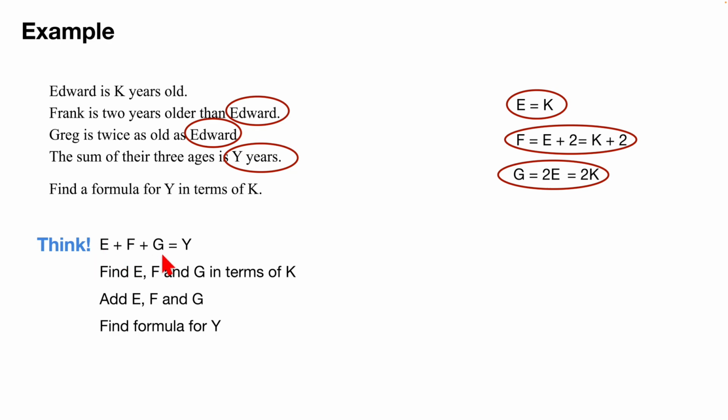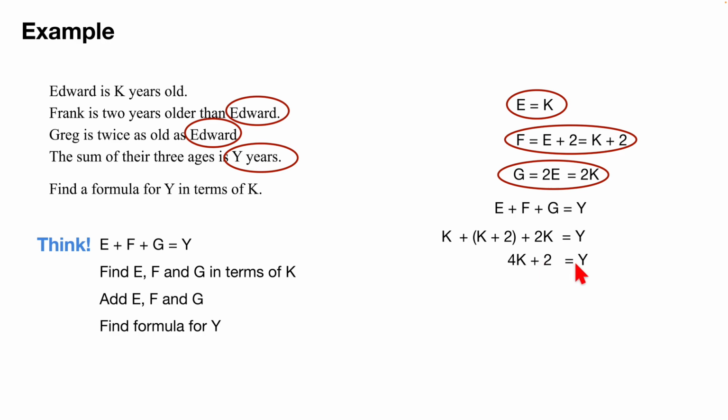And we have this lovely equation here, which adds them all up, and we get Y. So now we have E plus F plus G equals Y. And that is going to help us, because the first one is E is K, F is K plus 2, and G is 2K, equals Y. And we total this up. K plus K plus 2K is 4K plus 2. 4K plus 2 equals Y.